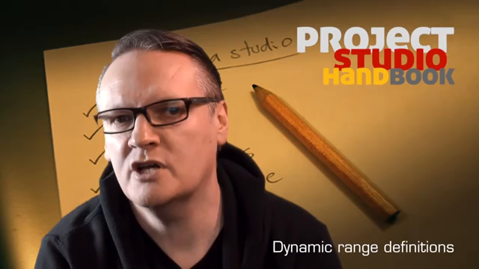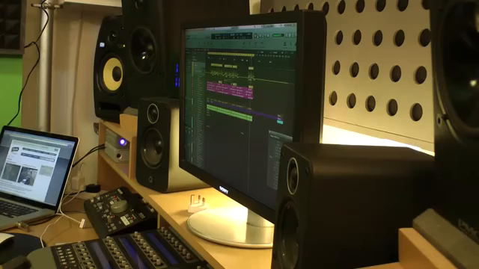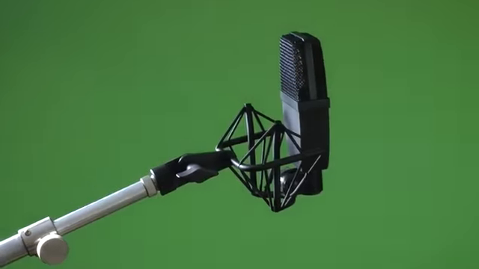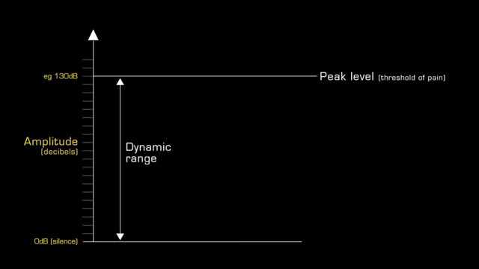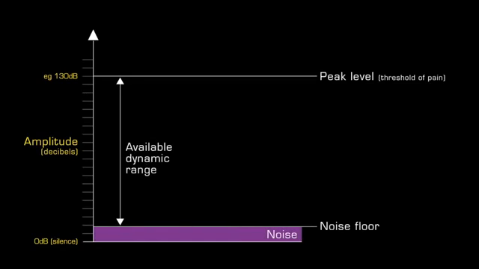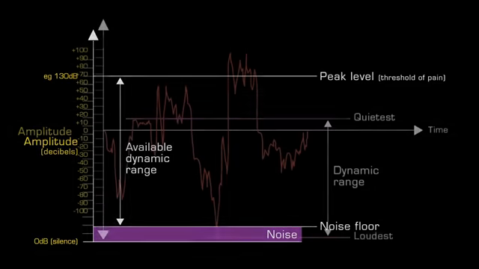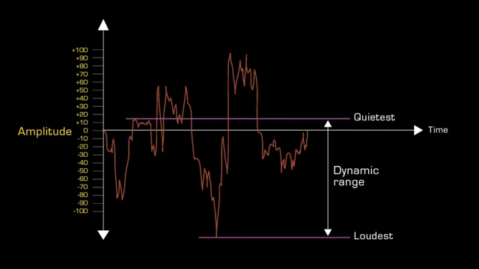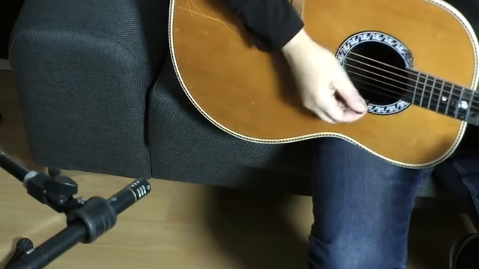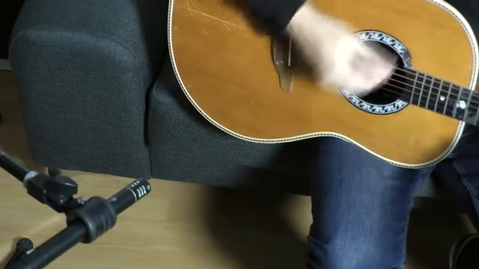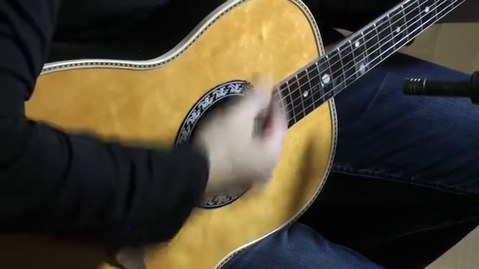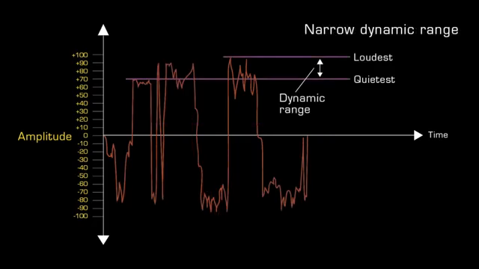Dynamic range doesn't just refer to human hearing. It can refer to any system that handles sound waves or to sound itself. The term dynamic range can be used to express the difference between silence and peak level, the difference between the noise floor and peak level, the difference between the quietest and loudest parts of a sound wave, and finally, the difference between the quietest and loudest sounds that a musical instrument or sound source can generate. If the dynamic range difference is large, it is said to be wide, and if it is small, it is said to be narrow.